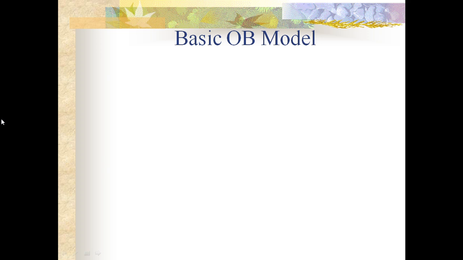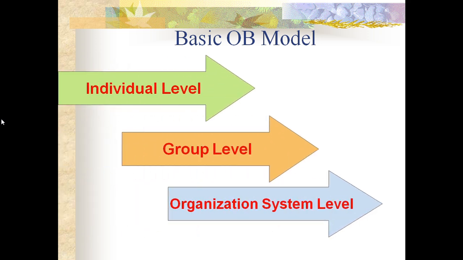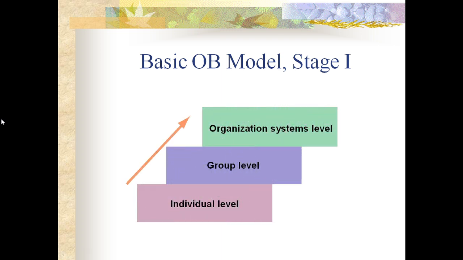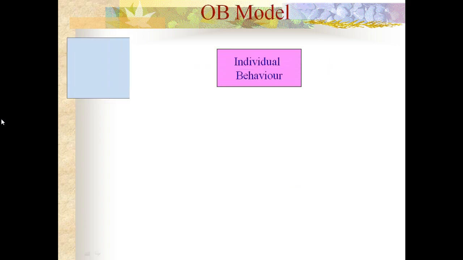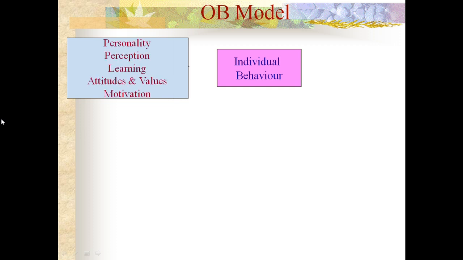The next is the basic OB model. As we saw previously, there are three levels in this basic OB model. There is an individual level, there is a group level, and there is an organization system level. The structure can be illustrated in different ways. And a detailed OB model is something beyond this basic structure.